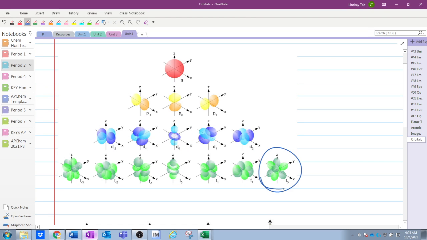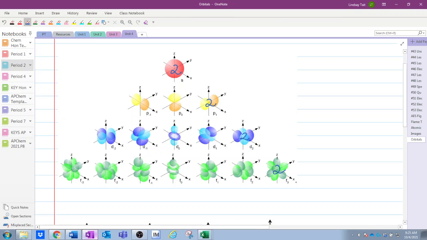And then this would be an F. I would describe an F as 8 balloons tied together. So I really do like the balloon. Like an S is just 1 balloon, a P is 2 balloons, a D is 4, and an F is 8. But no matter how many balloons were tied together, only 2 electrons could be here, only 2 electrons here, only 2 electrons, only 2 electrons.